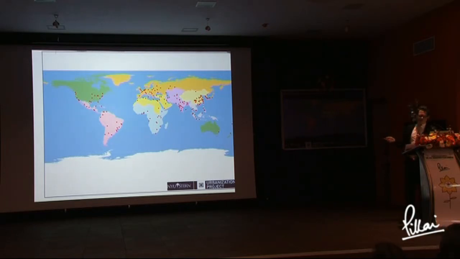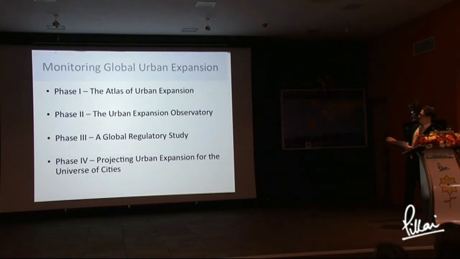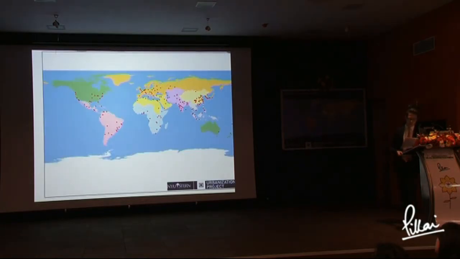This is now known as the United Nations sample. And it provides the first ever statistically significant way of studying all of the cities on Earth at the same time. And this is a sample that we're monitoring in all 4 phases of this project. So in the first phase, the Atlas of Urban Expansion, we have a team at the University of Connecticut that is collecting satellite images for 1990, 2000, and 2010 for all 200 cities.